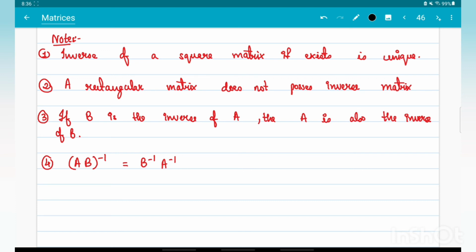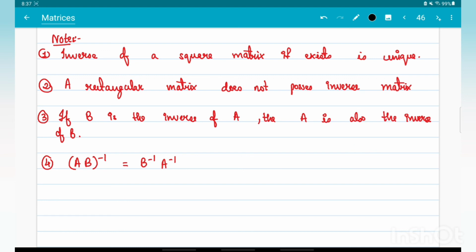Only in certain conditions, where this condition is satisfied, that is A into B is equal to B into A, and that is equal to some identity matrix. If this condition is satisfied, then you can say that the inverse of a matrix is possible, that is, that particular matrix has its inverse. Now there are other ways also to find it. So now let us go step by step.